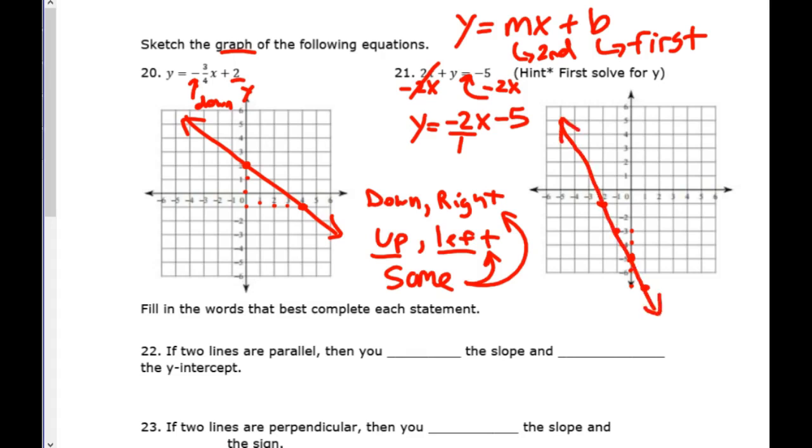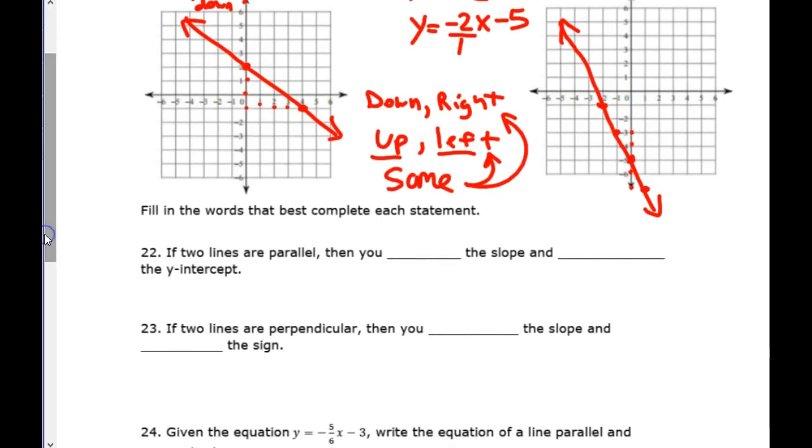Alright? I know mine's kind of crooked, but that's what it looks like. Now we got to know this. If two lines are parallel, then you leave the slope. You don't change it. Okay? Leave the slope the same and change the y-intercept. You're only changing the b, leaving the m alone.